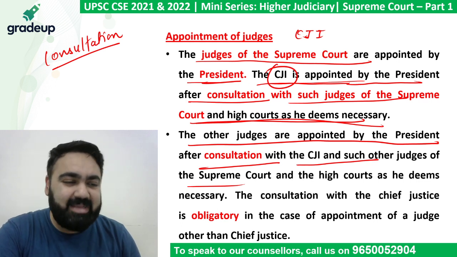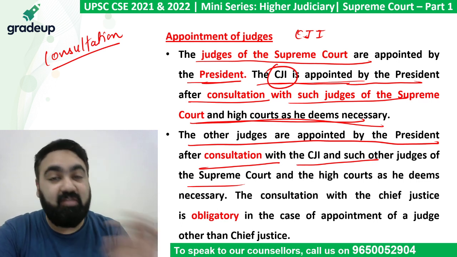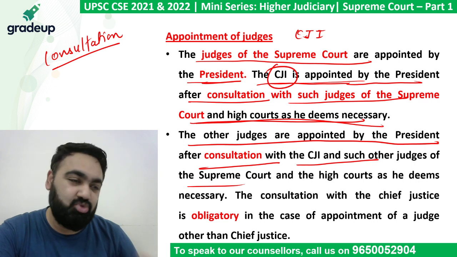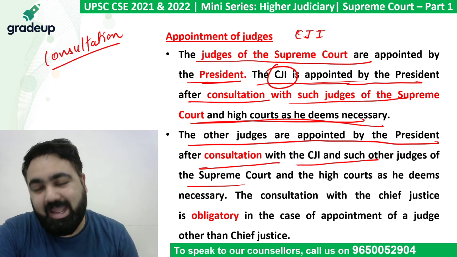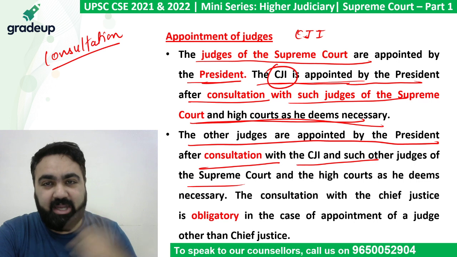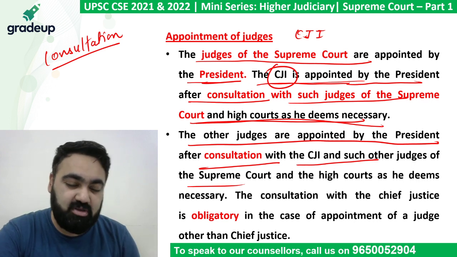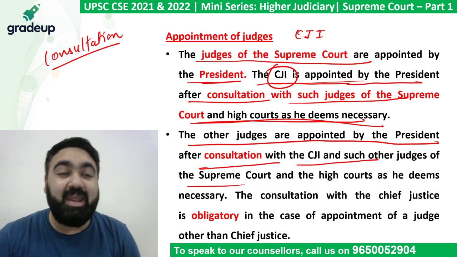The formality is that the outgoing Chief Justice will give a name to the President. This is usually the name of the senior most judge only. Remember, when I say senior most, I don't say senior most by age. What I mean is senior most by experience.